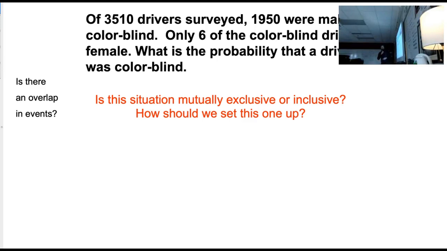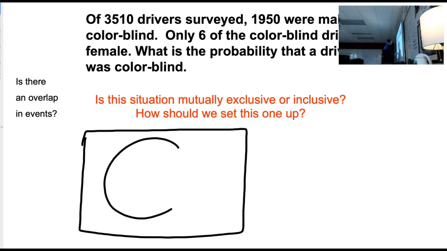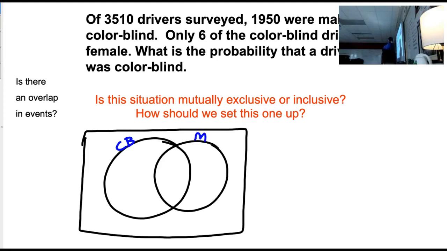Ooh, the colorblind question. 3,510 drivers surveyed, 1,950 were male, 103 were colorblind, only 6 of the colorblind were female. So this one's good for a Venn diagram. Go CB for colorblind, M for male. Of the 103 colorblind, only 6 were female, so that means the other 97 were male. So there's 97 male colorblind, and there's 6 that are female.